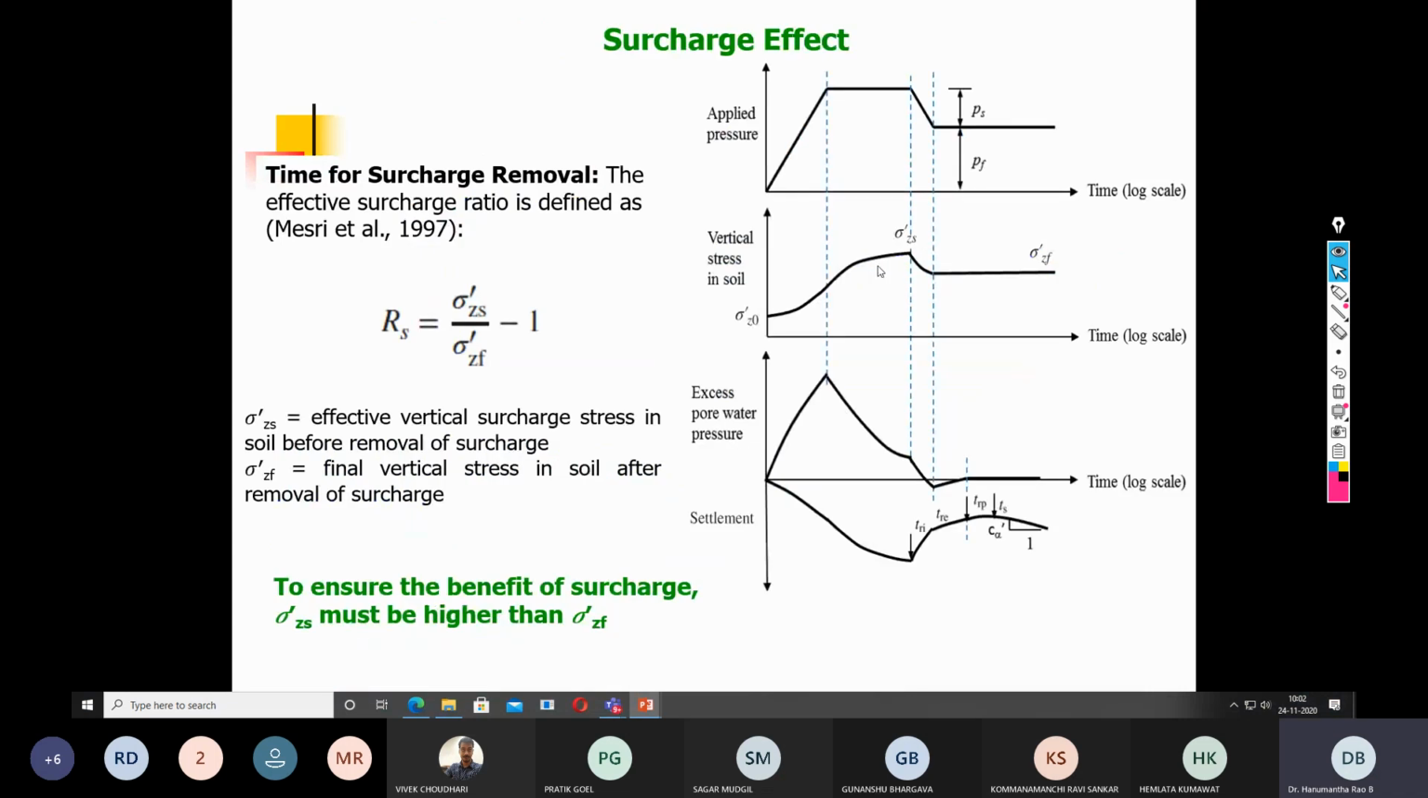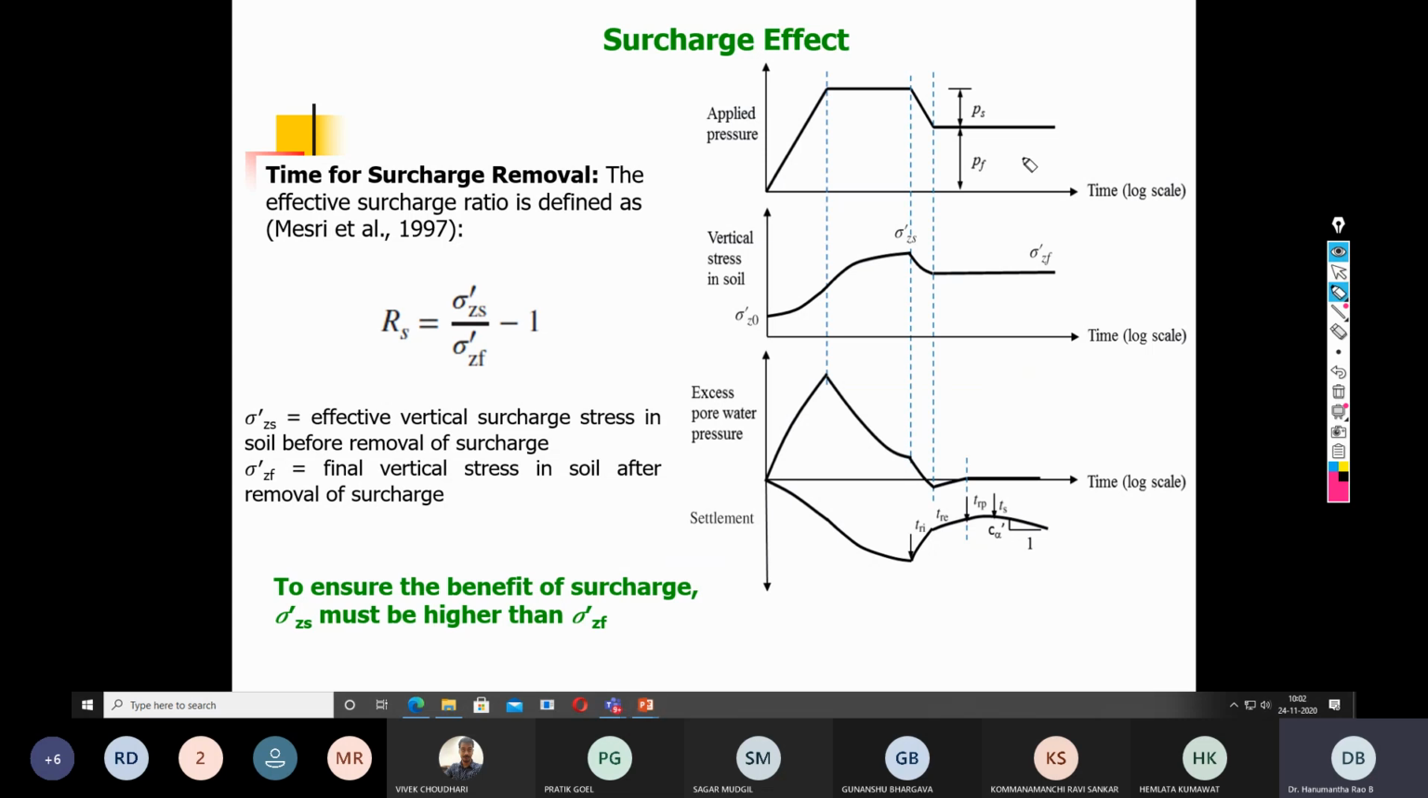So this is the surcharge effect. If we want to take the surcharge effect into account for calculation of the degree of consolidation, we can use the time for surcharge removal. If you look at this graph, we have taken some amount of time for applying the surcharge load, and the same load is maintained for some time, and we also remove a certain amount of the surcharge.